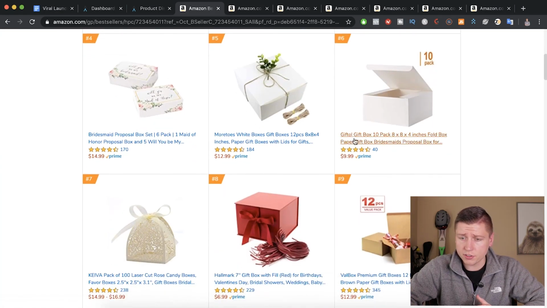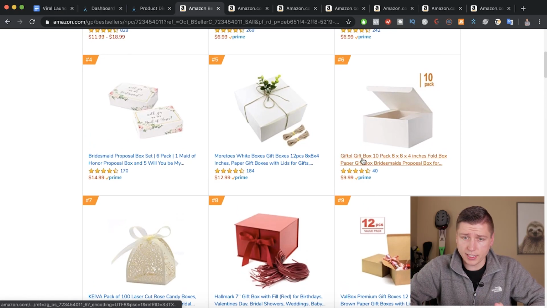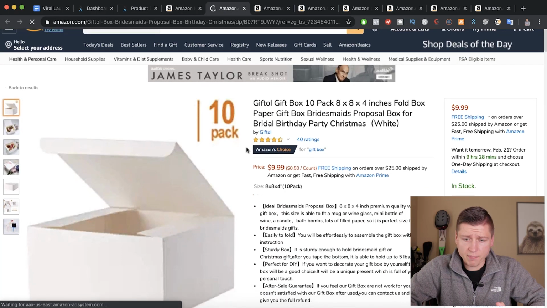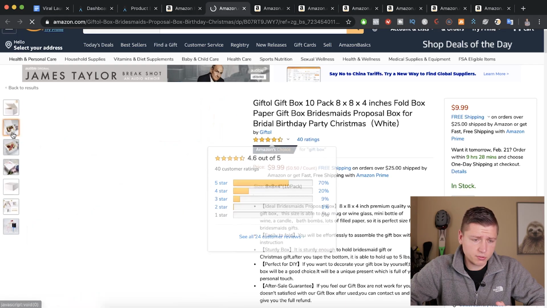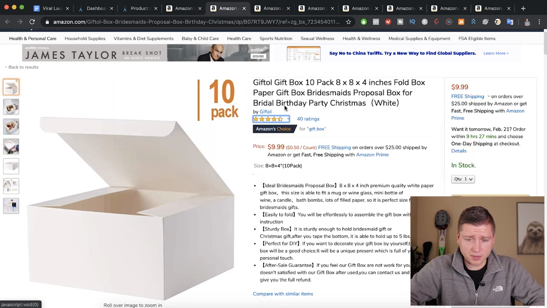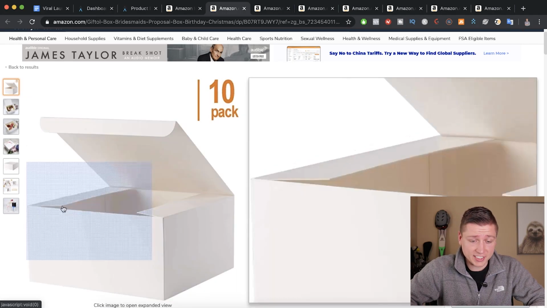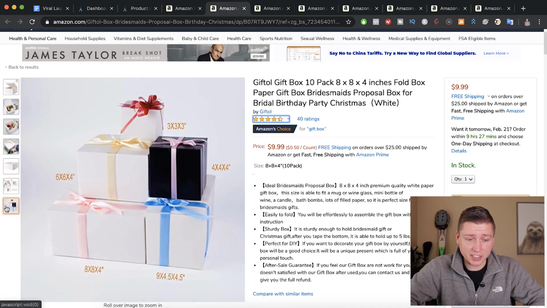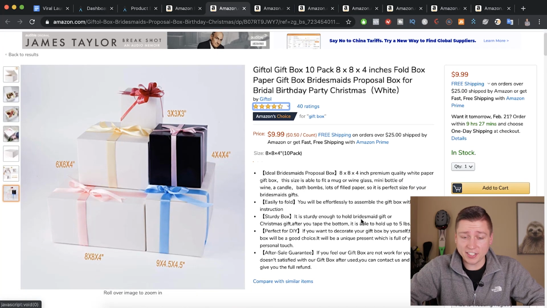Okay, so we go down. The first one had 40, right? And so we hit this guy and we open this in a new tab. 40 ratings, right? 4.6 stars, which is just a little box, right? But a 10 pack of these guys, which would cost maybe 30 cents, 40 cents, because they're going to come unfolded and shipped that way. It's going to be really small, right?